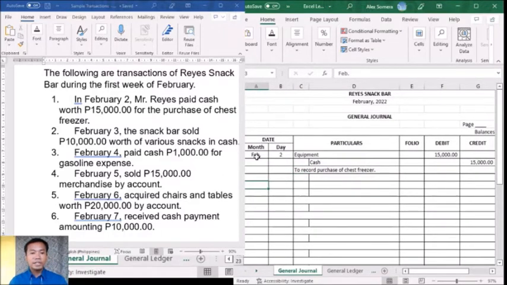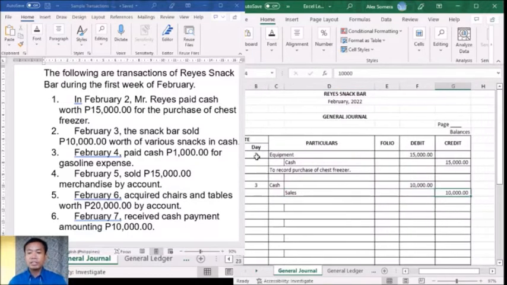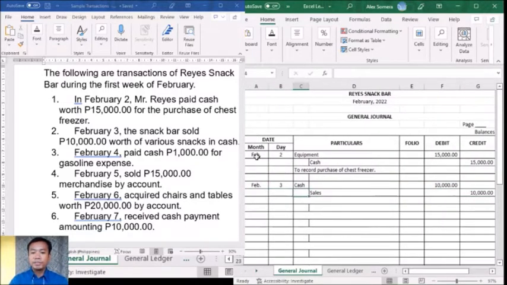Okay, number 2, transaction February 3, the snack bar sold 10,000 pesos worth of various snacks in cash. So same procedure, lagay natin yung date, and we need to determine what is the account for this transaction. Of course, ang natanggap natin ay cash, so cash yung lagay natin dyan. We debit cash amounting to 10,000 pesos, and we credit, yung account nito is sales. And we credit sales amounting to 10,000 pesos. And the reason for posting this transaction, to record sold merchandise for February 3.